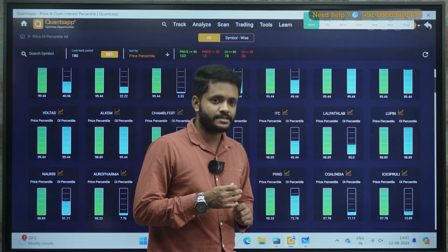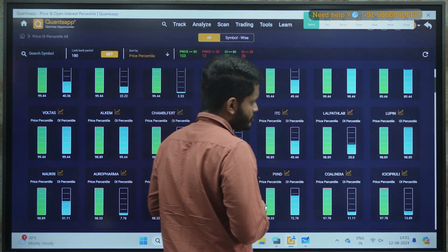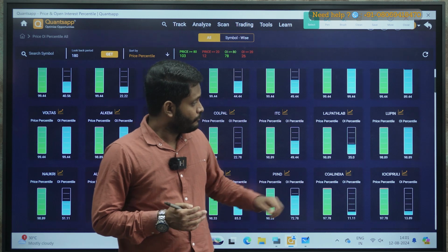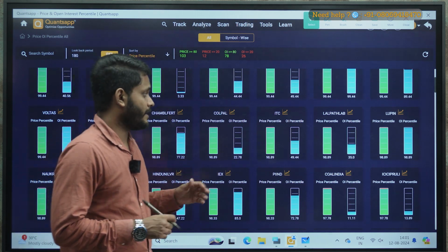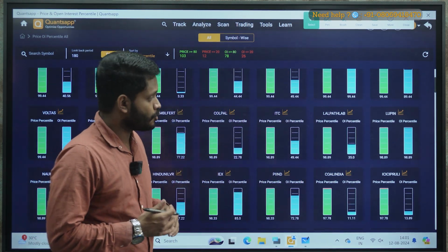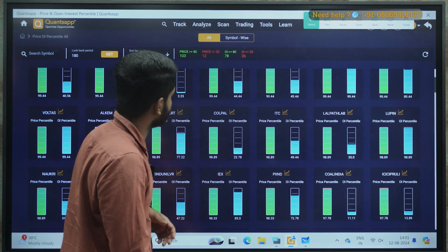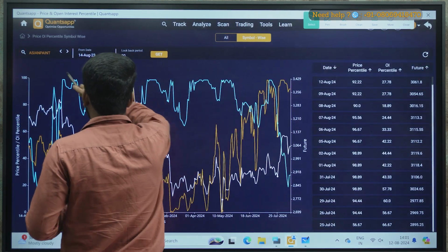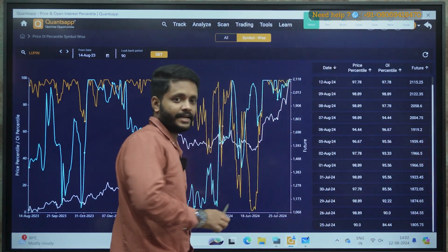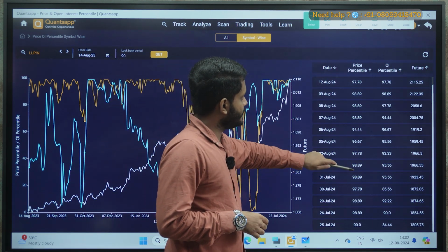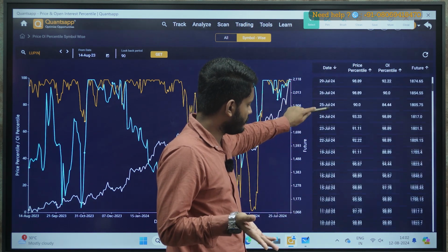But now the question arises: I have opened this tool right now and I can see that price is above 90 and OI is also above 90, but I don't know when both triggered the condition, when price touched 90 and when OI touched 90. It might have touched yesterday or 10 days back. So you have to find out whether you are on the right counter at the right time or not. Go to symbol wise option and check out Lupin over here. On the right hand side, in the table, check when the price and OI first crossed 90. That I would say will be the entry point.